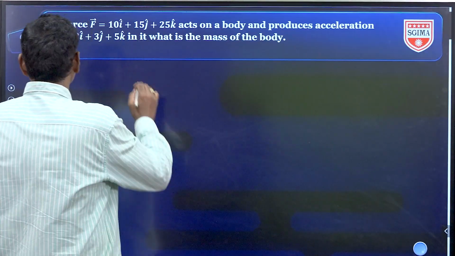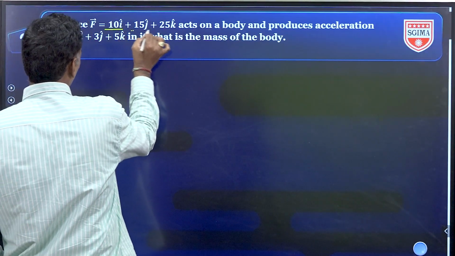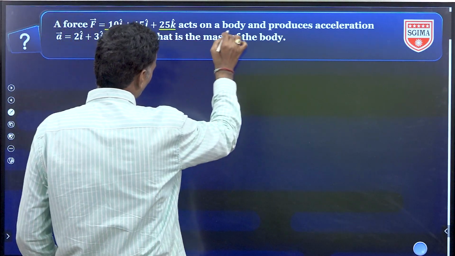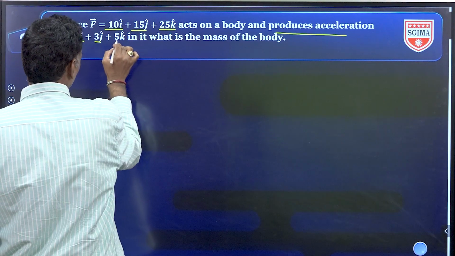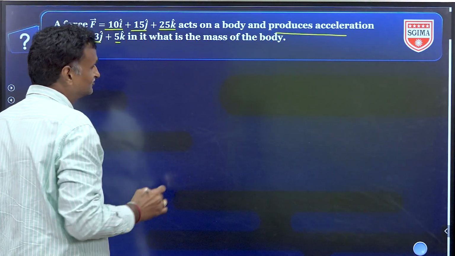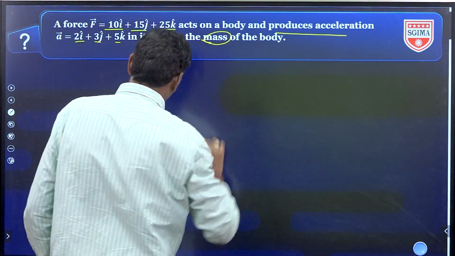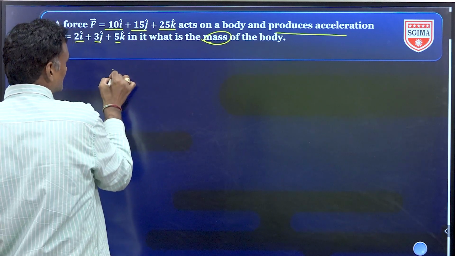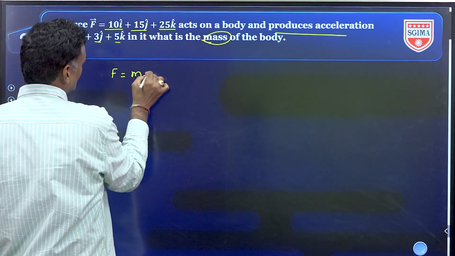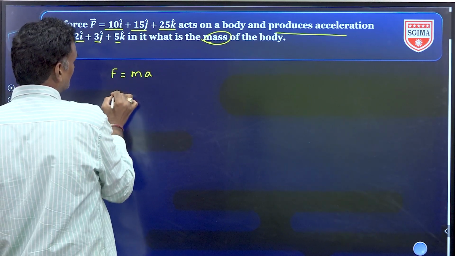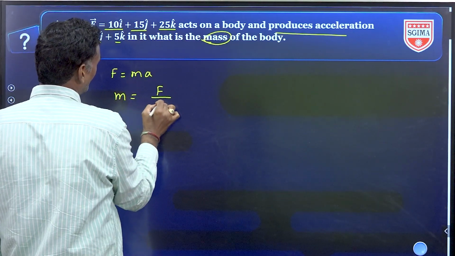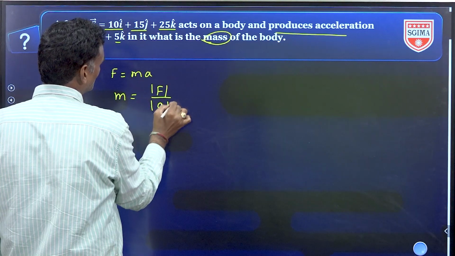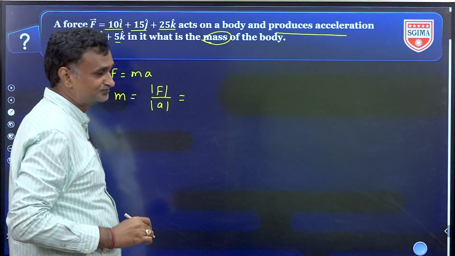Next question is, a force of 10 i cap, 15 j cap, 25 k cap acts on the body and produces acceleration 2 i, 3 j cap and 5 k cap in it, and what is the mass of the body they are asking. So, from the second law of motion, F equals to ma, okay, and mass they are asking, so F by acceleration. So, both magnitudes we want, okay na.